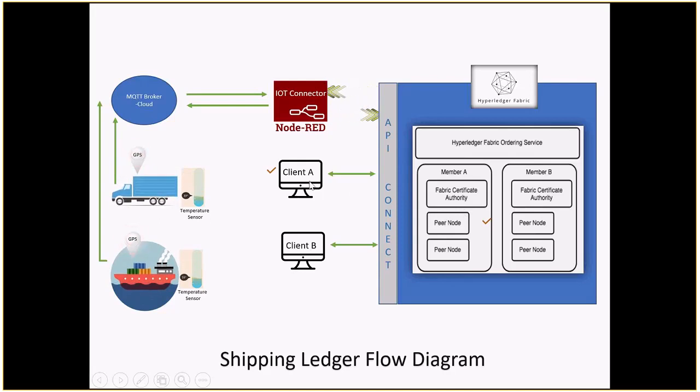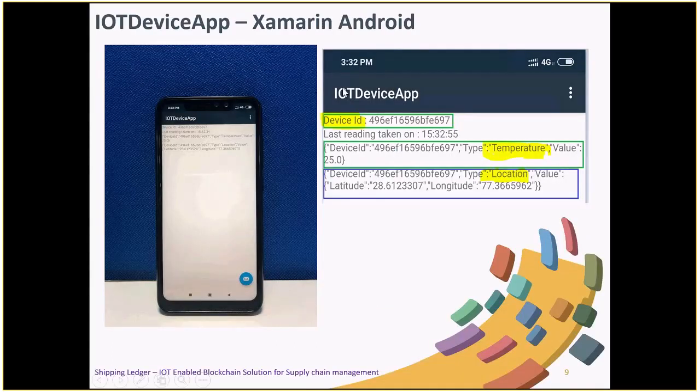Client A is the UI application, which is component 3 in my previous slides. That UI application interacts with the API connector. I'll show you the APIs in the coming slides. So this is how one client is interacting with the blockchain, and how the temperature devices and location devices are attached to the loader and sending their events into the blockchain application. This is the first component of our shipping ledger solution.